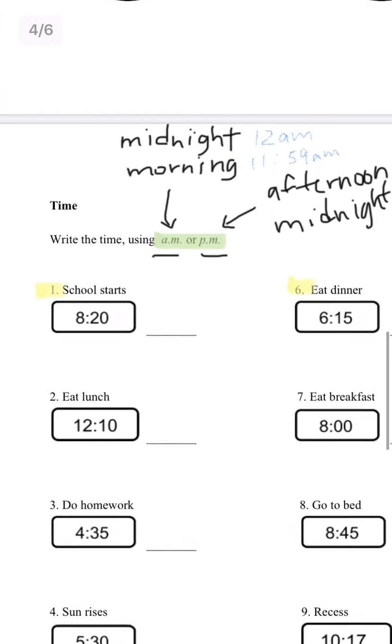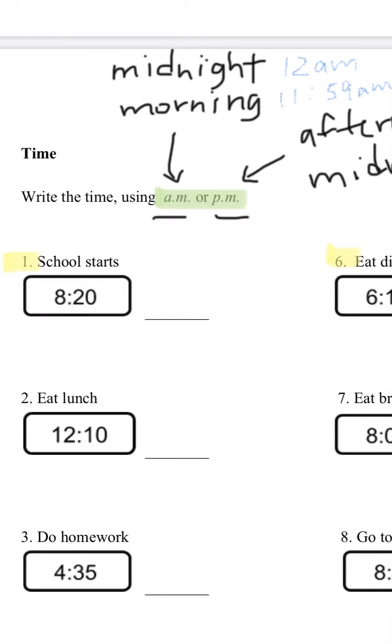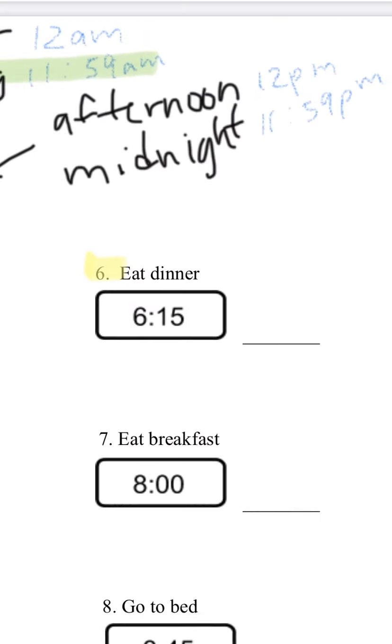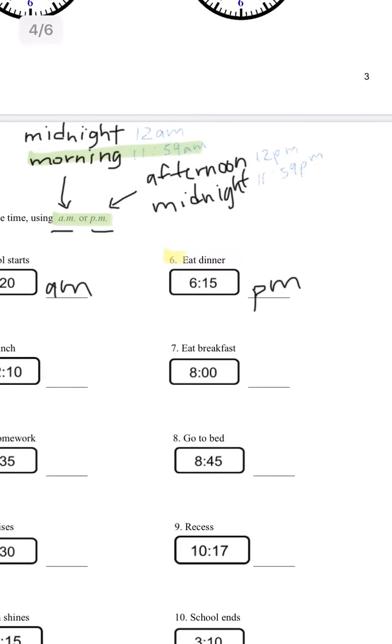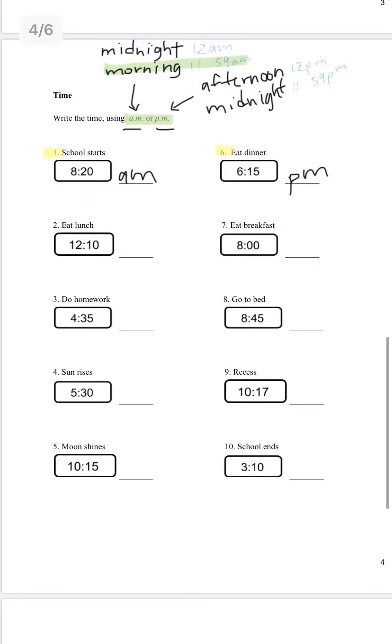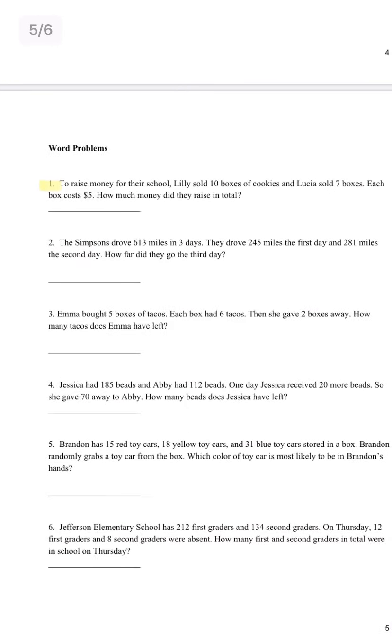Okay, so when does school start? It starts in the morning, right? So it must be AM. Okay. How about eating dinner? When do you guys eat dinner? Do you guys eat in the morning or do we eat dinner at night? At night, right? So it must be PM. Okay. So hopefully I made it clear. Hopefully it's not that hard. So finish it and then let's move on to word problems.